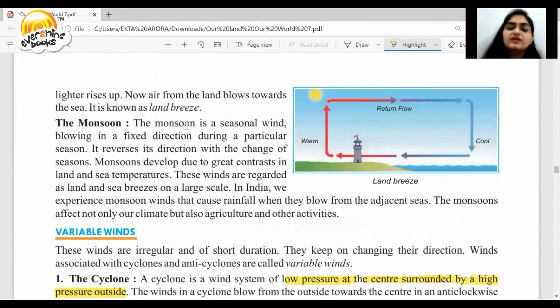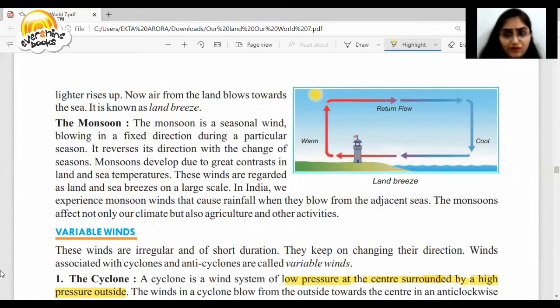Now monsoon. The monsoon is a seasonal wind blowing in a fixed direction during a particular season. It reverses its direction with the change of seasons. Monsoon develops due to great contrast in land and sea temperatures. These winds are regarded as land and sea breezes on a large scale. In India, we experience monsoon winds that cause rainfall when they blow from the adjacent seas. The monsoon affects not only our climate but also agriculture and other activities.